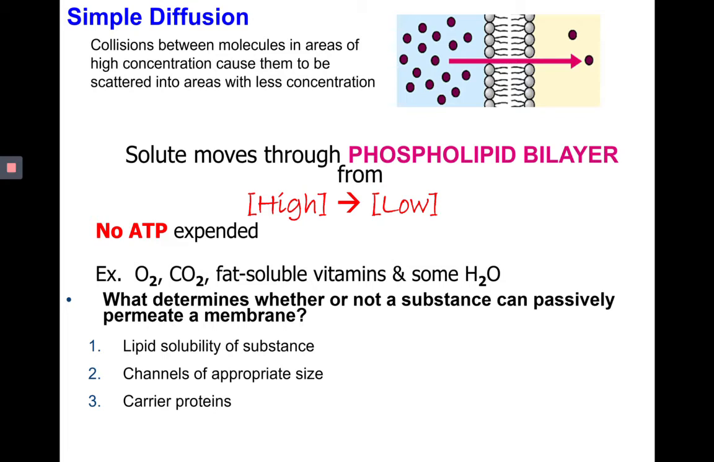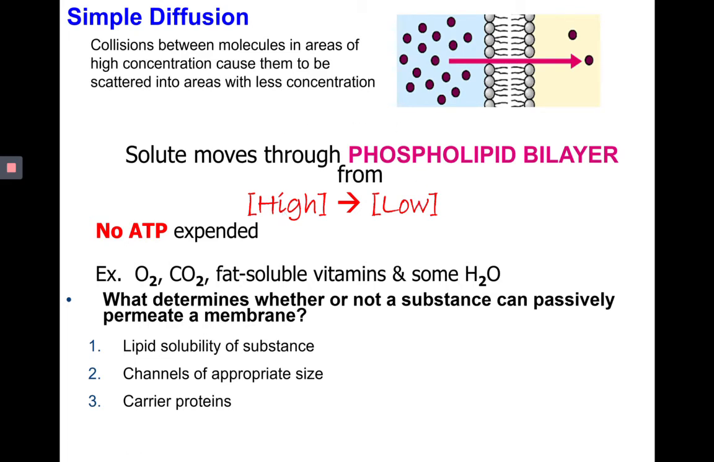So for simple diffusion, which is a type of passive transport, we're not going to use ATP, because ATP is cellular energy, and we don't need that for passive diffusion or passive types of transport. Simple diffusion means something is lipid soluble or small, so things like oxygen, carbon dioxide, anything lipid-like, and even small molecules or single molecules of water can travel from high concentrations to low concentrations, or areas where there is a high concentration to areas where there is a low concentration.